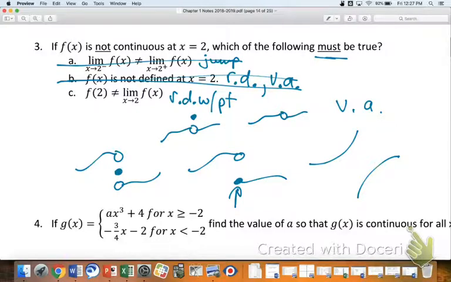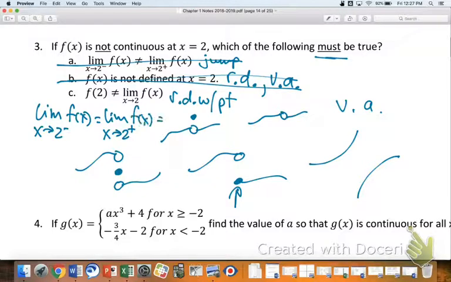It's basically an adaptation of this: limit as x approaches 2 from the left equals limit as x approaches 2 from the right equals f of 2. Right? They basically have just taken this and condensed it down into one statement. So C. I saw some folks that circled C there, so that is the correct answer here.